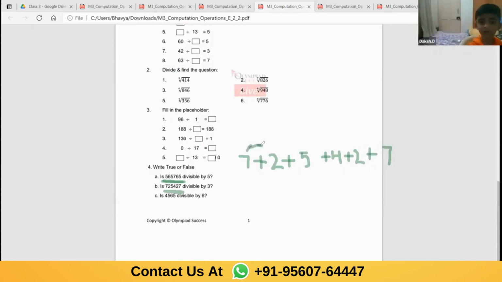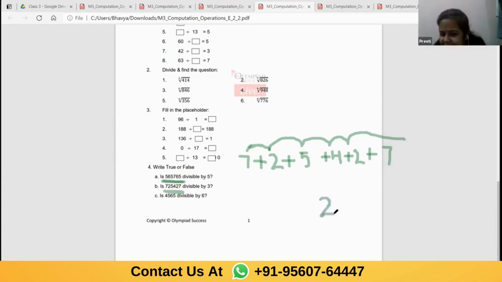7 plus 2, 9. 9 plus 5, 14. 14 plus 4, 18. 18 plus 2, 20. 20 plus 7 is 27. Is 27 divisible by 3? Yes, ma'am. 3 nines are 27. Yes, correct, Mukund. So this big number is also divisible by 3. Simple. Acha.